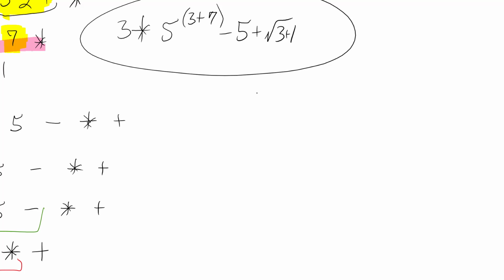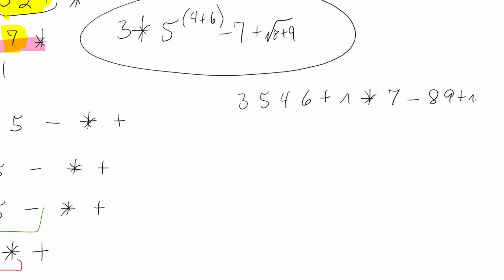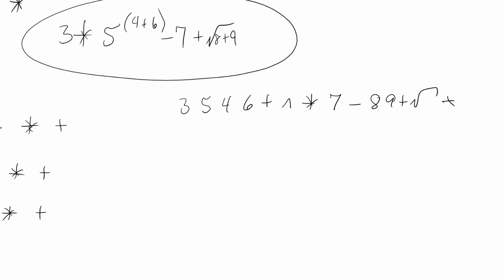Whereas in postfix and RPN, it would just be like, 3, 5, 3. Oh, I keep using the numbers 5 and 7 again. Let me change them to 4 plus 6 and 7 and square root of 8 plus 9, just so that the numbers are different. It would be 3, 5, 4, 6 plus, exponent, times, 7, minus, 8, 9 plus, square root, plus.